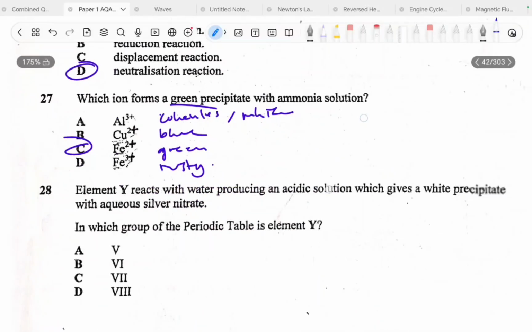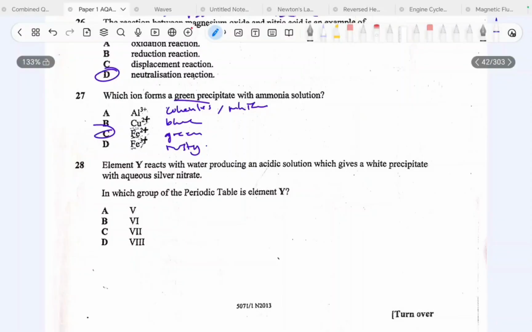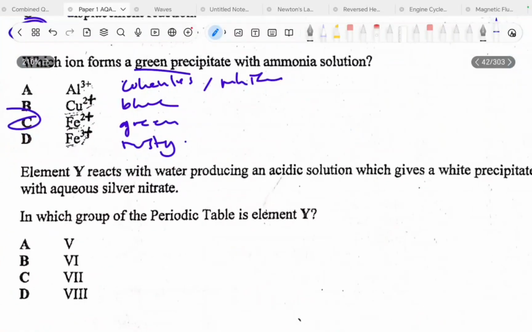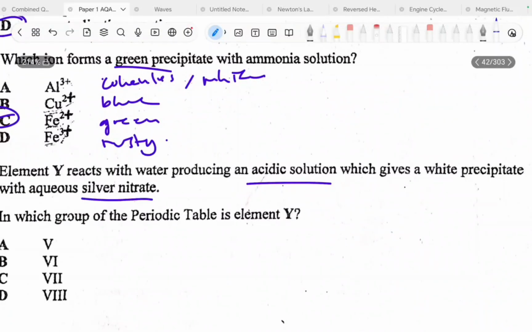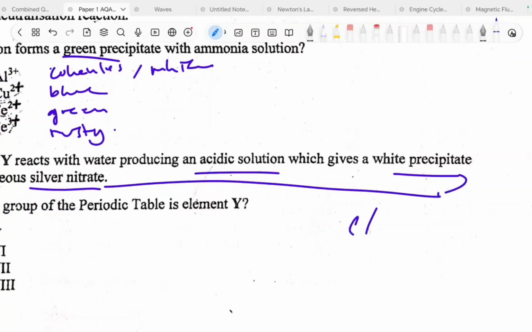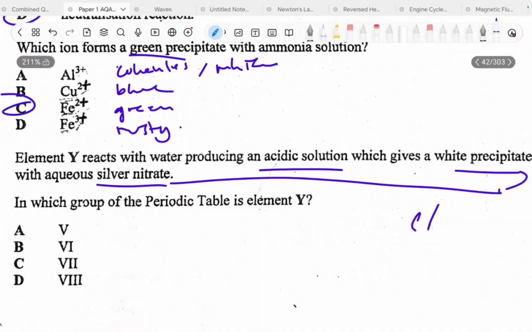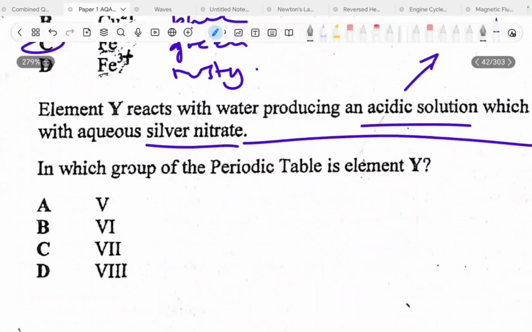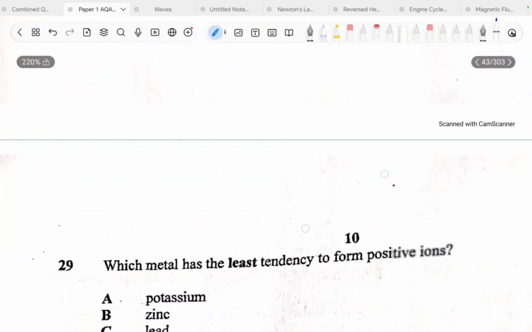So 28, Y reacts with water producing an acidic solution which gives a white precipitate with this. So first of all, acidic, and reacts with aqueous silver nitrate to form a white precipitate. Already, I can tell you the answer is chlorine, because it has to be a halide ion, and if it forms a white precipitate, if you've done a lot of chemistry, you do know this one, white precipitate is chlorine. The other thing that shows that it's chlorine is chlorine forms an acidic solution. That we all know. So it has to be group 7. Chlorine is in group 7, answer C.